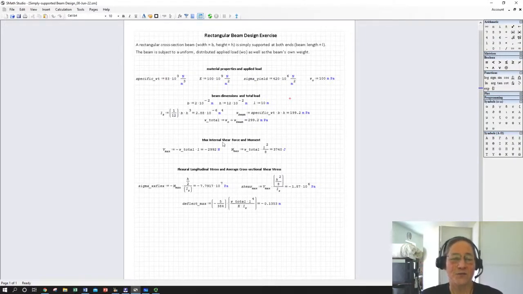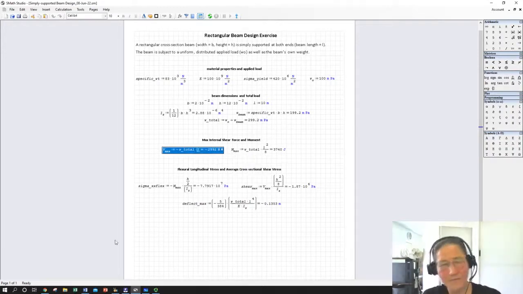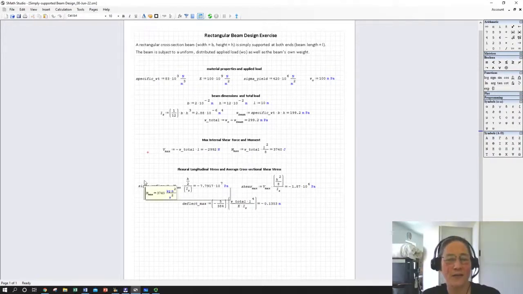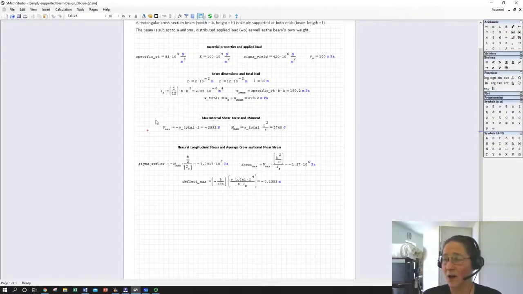Max internal shear force and moments. So these are copied straight over from our earlier calcs. So shear max and max moment. This should have had a 2 divider in here, depending on how I define these. So these again are copied straight over from my tablet.